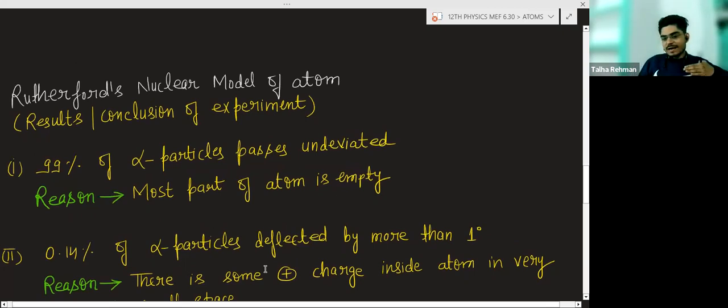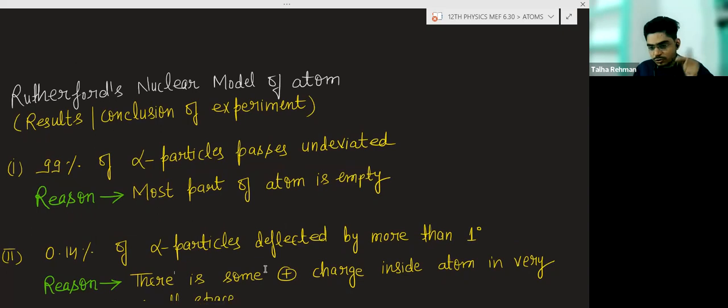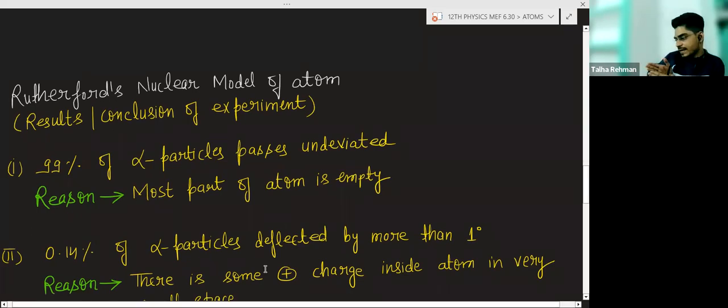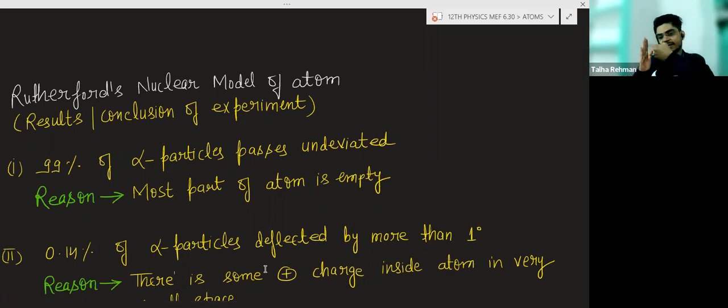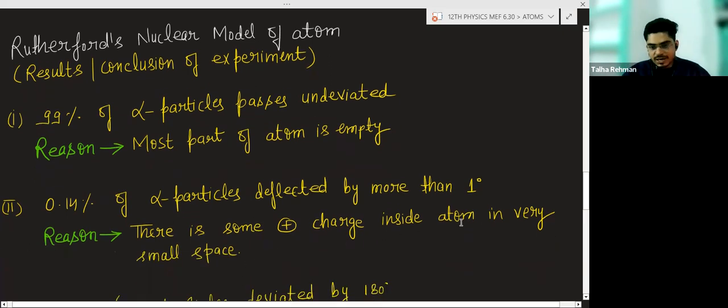Alpha particles are also positively charged, and if the alpha particles are deflected through some angle, like this gold foil and alpha particles deflected through some angle, it means there will be a repulsion between the alpha particle and something inside the atom. Repulsion happens when there is positive charge inside the nucleus. So there is some positive charge inside the atom in a very small space. That is why some of the alpha particles are deflected by more than 1 degree.